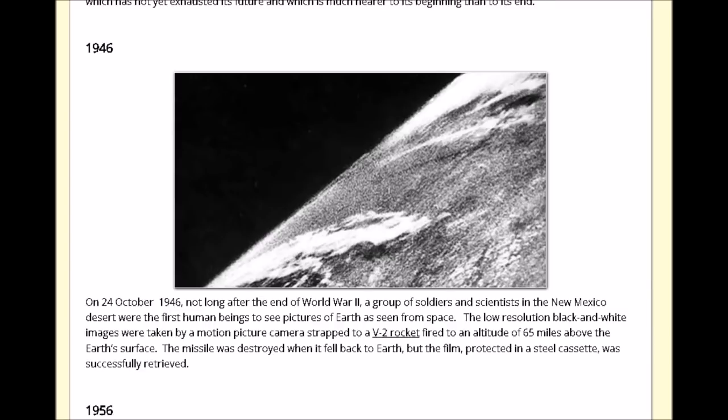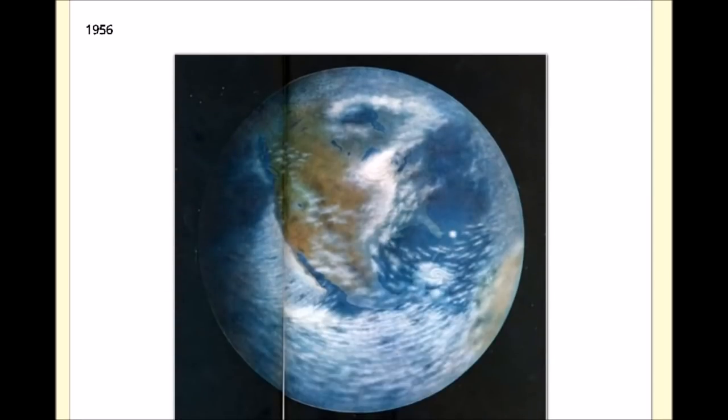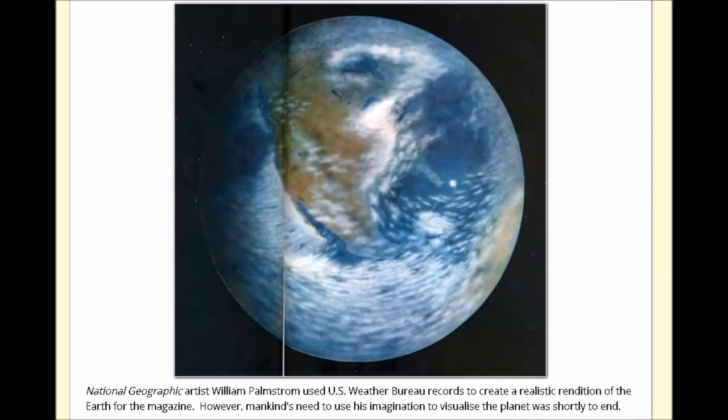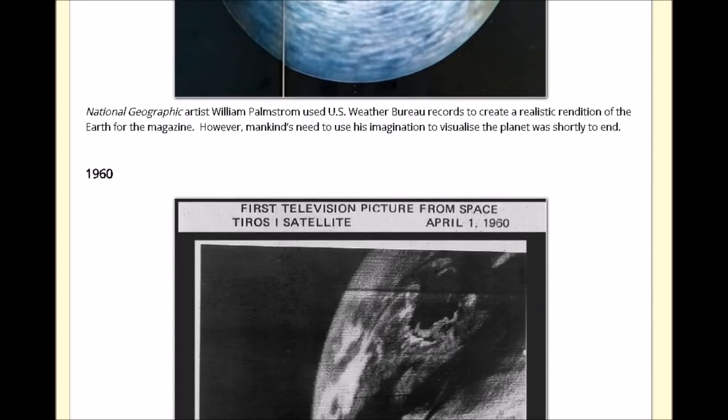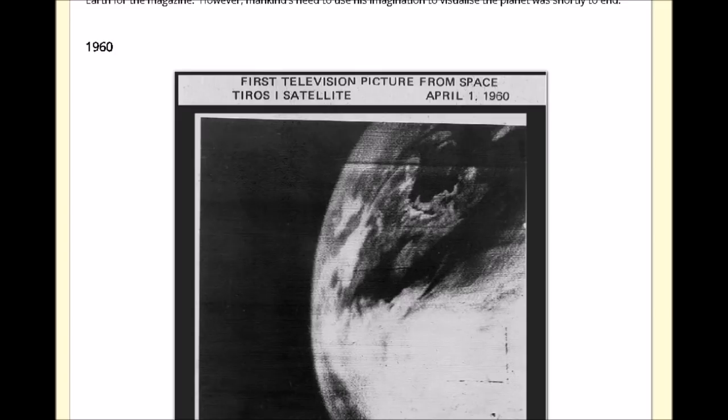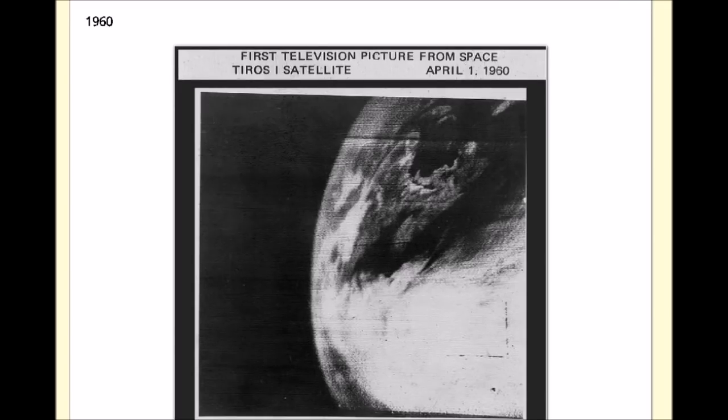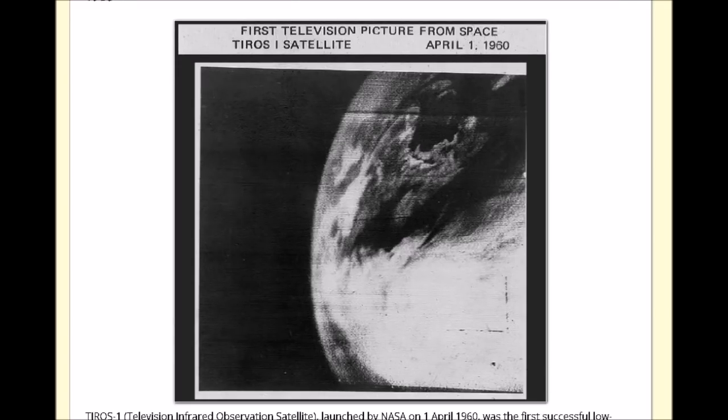This 1956 National Geographic artist production here looks just like the blue marble. We'll skip that. So again, you can see the programming is so pathetic. The science fiction, the artists' renditions, they have everything that they just make up in the 1800s, and then it magically is reality in the 1900s. So the first image here, the 1960 first television picture from space, the Tyros 1 satellite, April 1st, 1960.